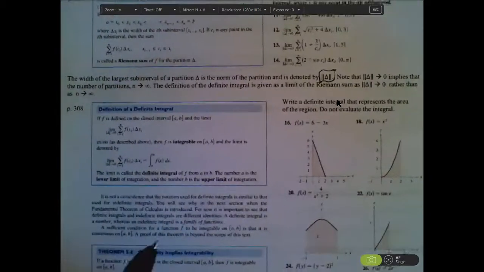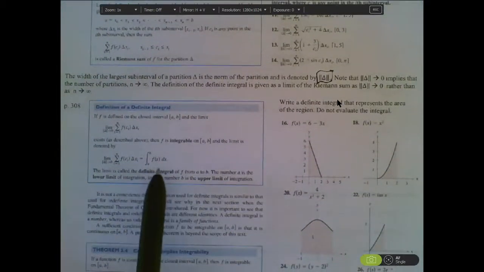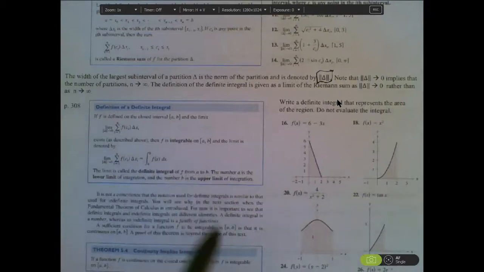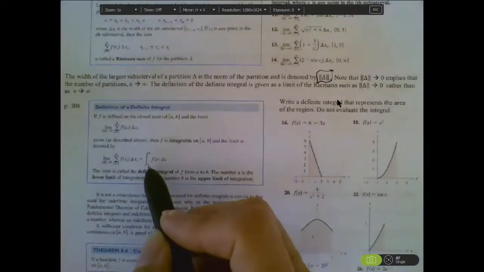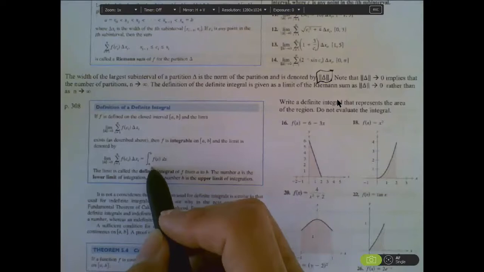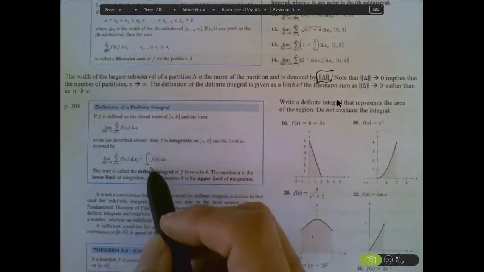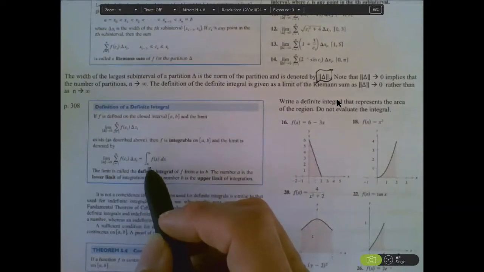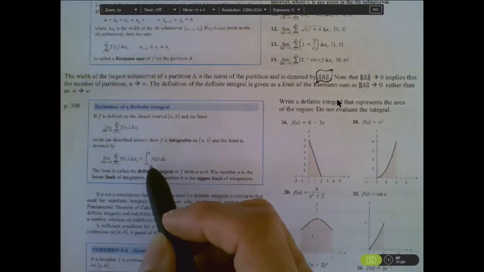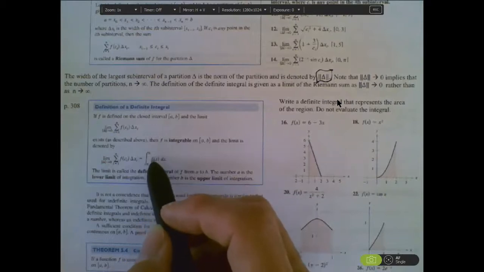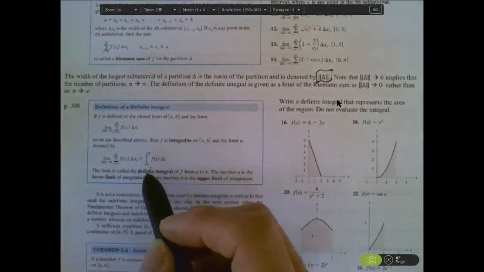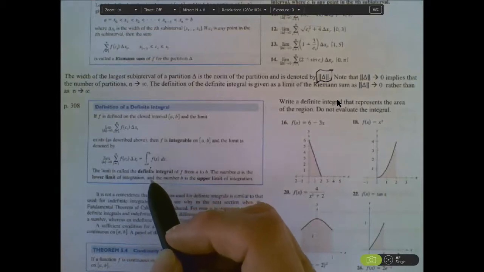I can see that that's adding up a bunch of areas of rectangles. And that's exactly what the definite integral does. When we talked about antiderivatives in 5.1, we didn't have this a and b on the integral symbol. Those are called the bounds of integration, or the limits of integration. a is called the lower limit of integration, b is the upper limit of integration, and a to b is the interval over which the function's being anti-differentiated.